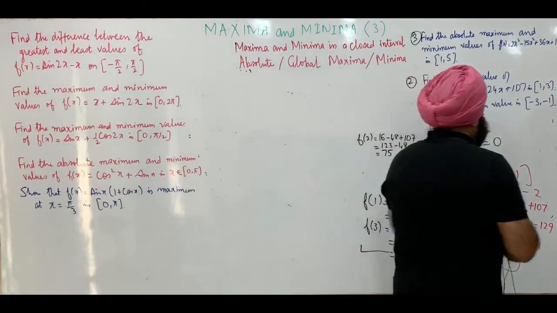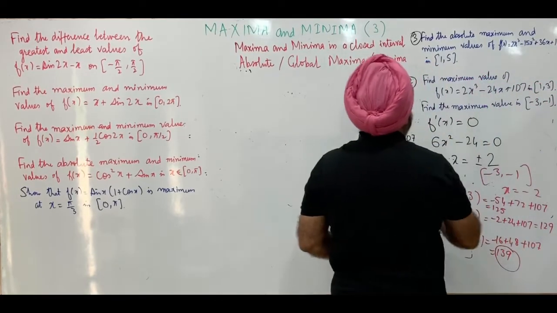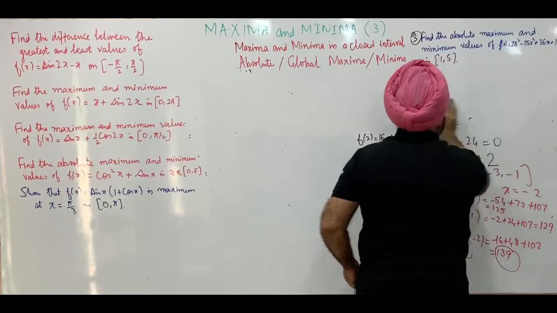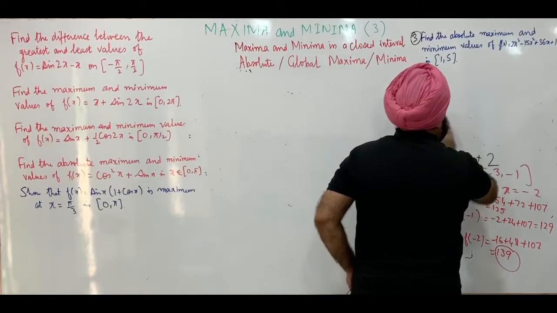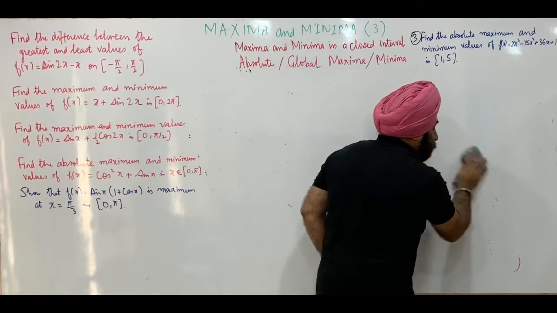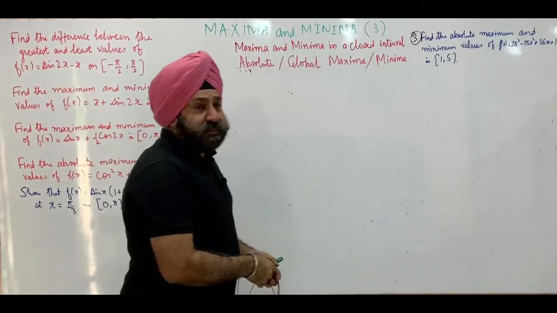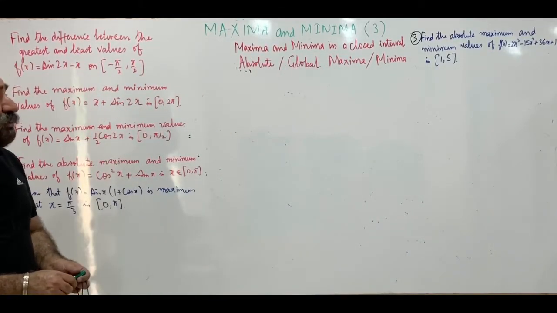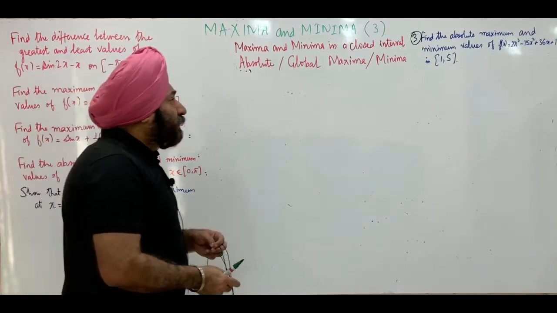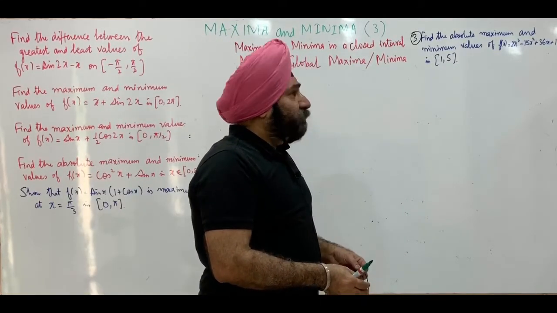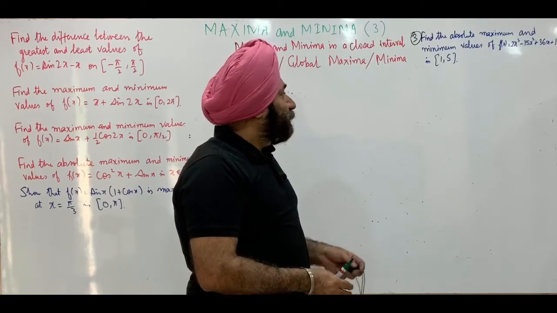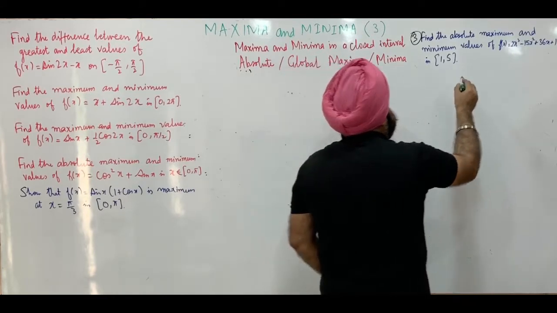Next one, we have to find the absolute maximum and minimum values of the function. Here the interval is 1 to 5, closed interval from 1 to 5. So students, by now you know the steps. The first step is that we find out the derivative of the function and equate to 0, that is for critical points. We will accept the critical points lying in the interval from 1 to 5 and reject the points which lie outside this. So let's do that first.